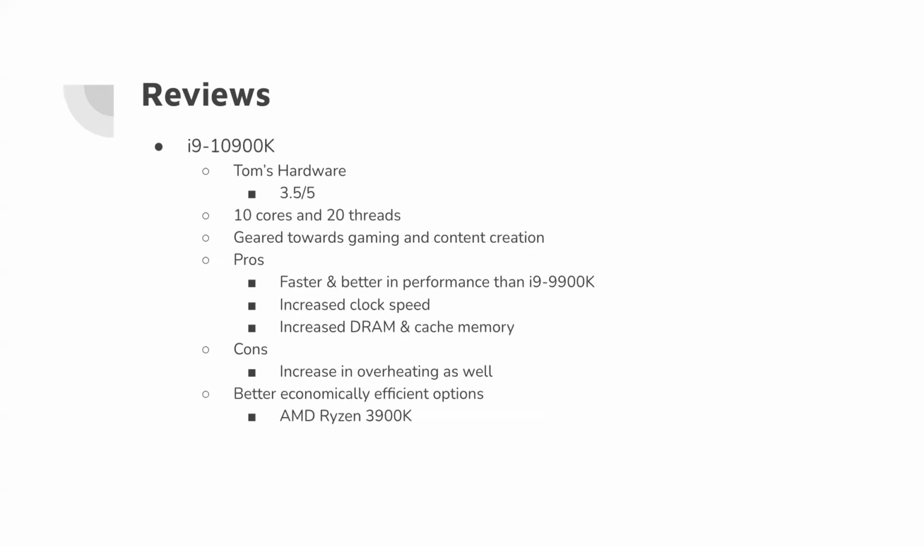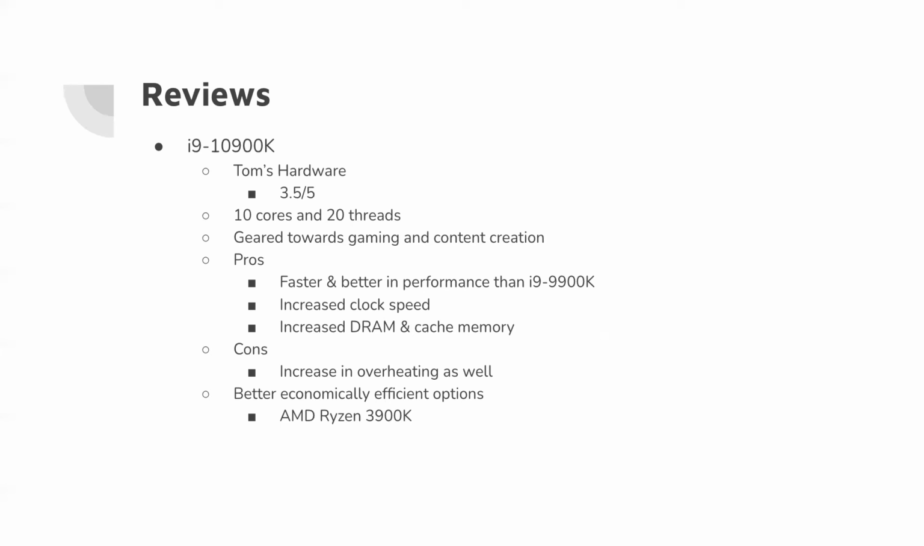The second review was the 10th generation. We looked at the review from Tom's Hardware, which is another website that reviews various types of hardware. This site gave it 3.5 out of 5, so a little lower than the previous reviewer. Unlike the 9th generation, the 10th generation has more cores. It has 10 cores and 20 threads. Again, it's geared towards gaming and content creation, just like all the other Core i9s are.